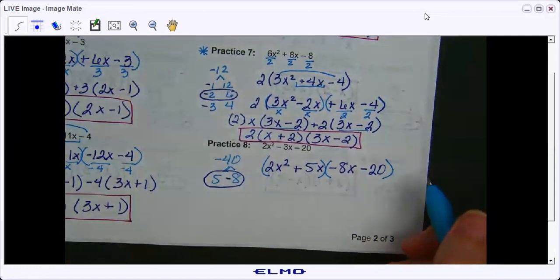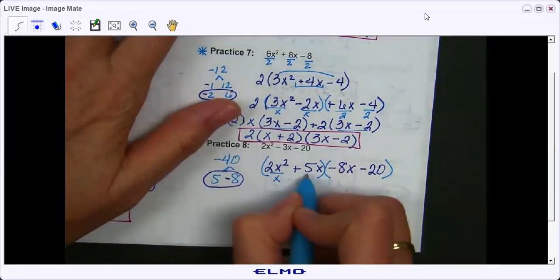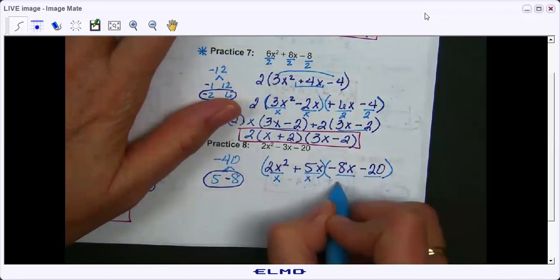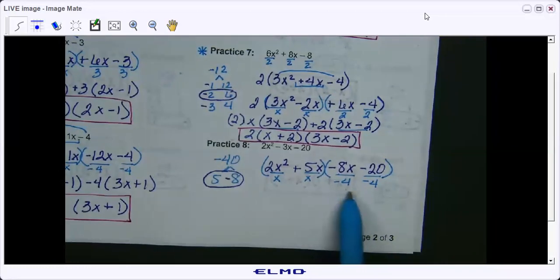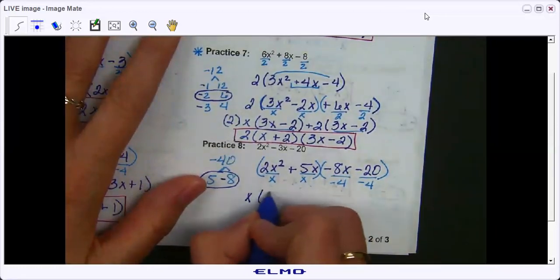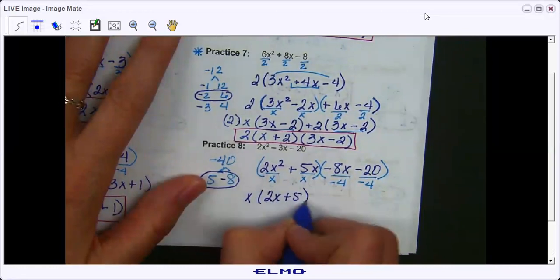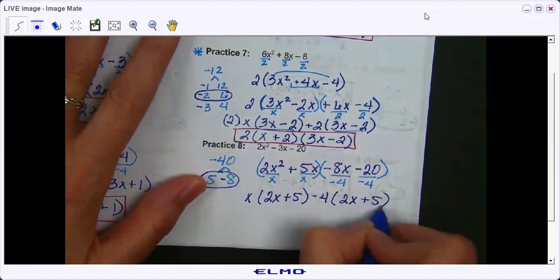And now I'm going to find the greatest common factor. So the greatest common factor is x in the first set and -4 in the second set. A lot of students might say it's -2, and then they'll get an answer that is still factorable. If you get to that point, that means you didn't take out the greatest common factor. Let's write this out. We have x times 2x plus 5 and -4 times 2x plus 5.